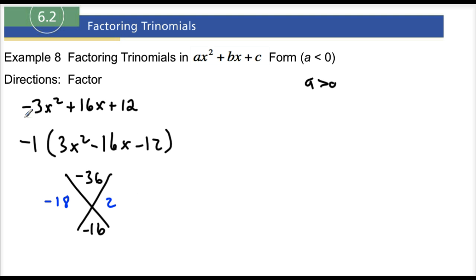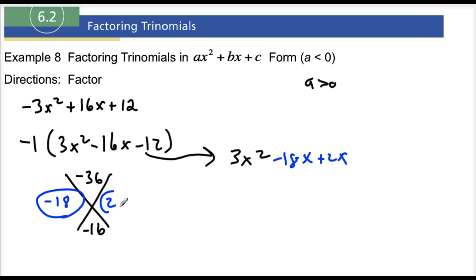Okay, so I'm going to rewrite this now, and actually I'm going to rewrite this one because this is the problem now that I'm dealing with. So 3x squared, but now I'm going to use, instead of putting negative 16x, I'm going to write negative 18x plus 2x. Okay, and so I got that from right there. All right, and then I'm going to do plus 12.